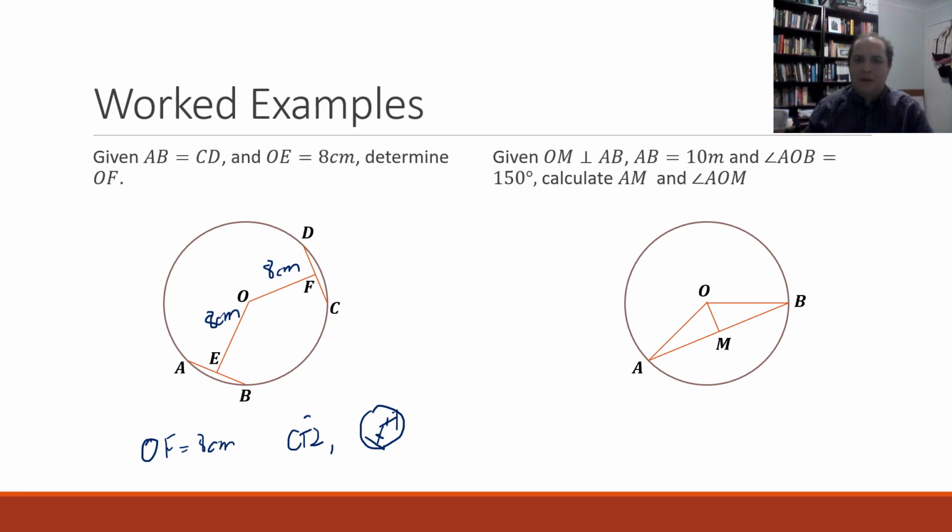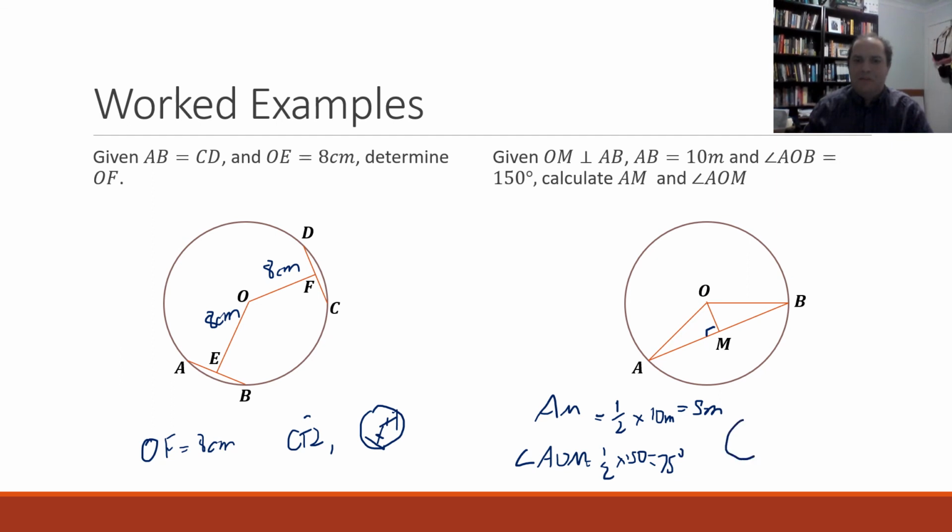Now, the second one: OM is perpendicular to AB. AB is 10. Angle AOB equals 150 degrees. Calculate AM and angle AOM. Now, we know that this perpendicular line bisects both our chord and our angle at the center. So AM is just going to be half of 10 meters because it's cut in half. So that'll be 5 meters here, 5 meters here. AM must be 5. Our angle AOM is going to be half of our angle that's subtended, so half of 150, which is 75 degrees.